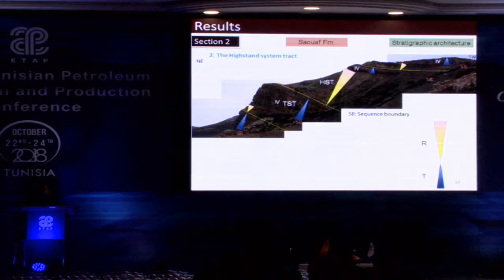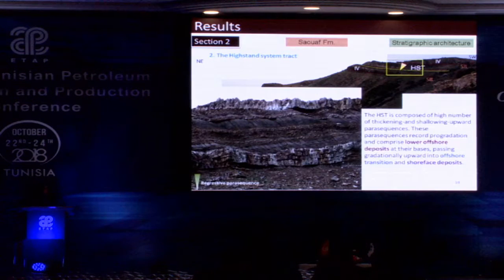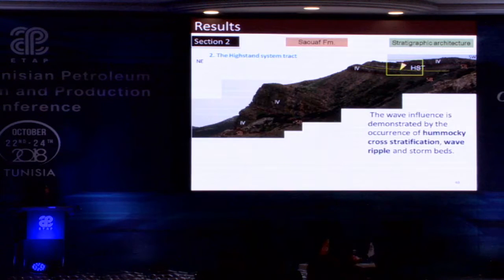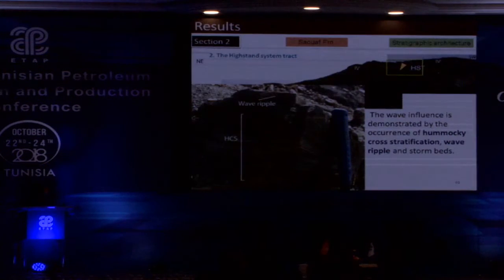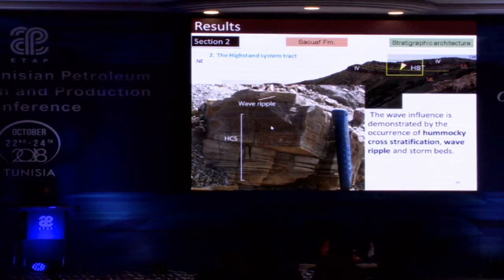The highstand system tract is composed of a high number of thickening and shallowing-upward parasequences. These parasequences record progradation and comprise at the base lower offshore deposits that pass gradually into offshore transition deposits and shoreface deposits. The wave influence is demonstrated here by the occurrence of hummocky cross-stratification. Here you can see the wave ripples.